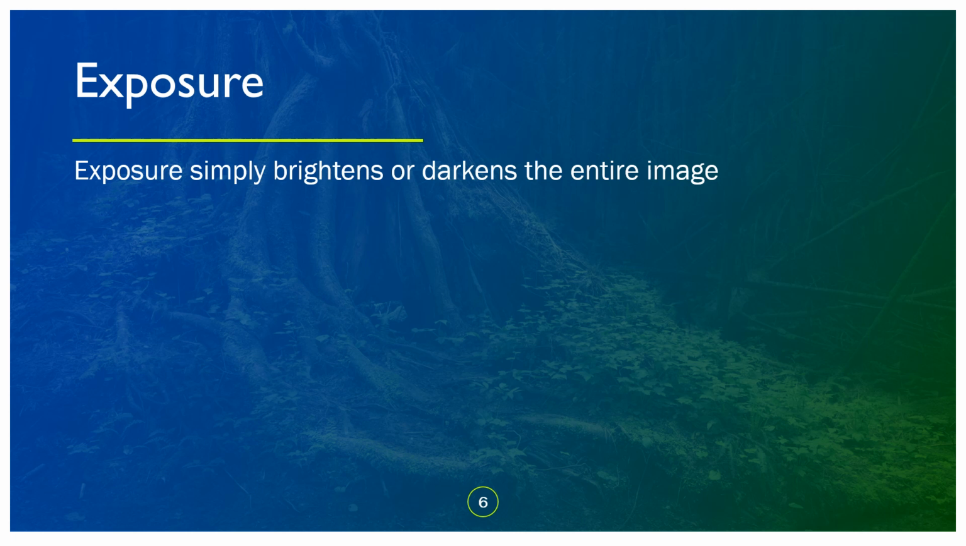After adjusting for chromatic aberration and lens distortion, the next thing that we do is adjust for the exposure of the image. Now, the exposure slider simply brightens or darkens the entire image equally.